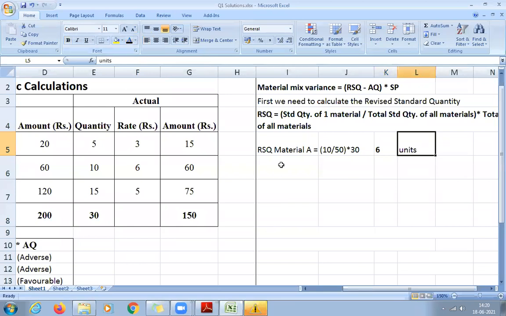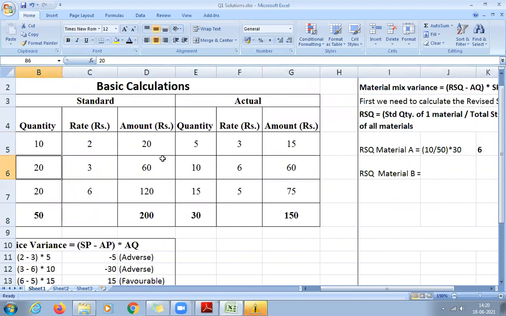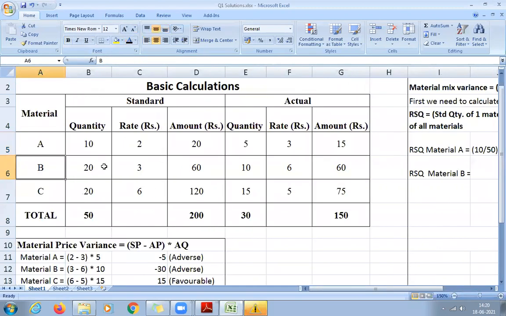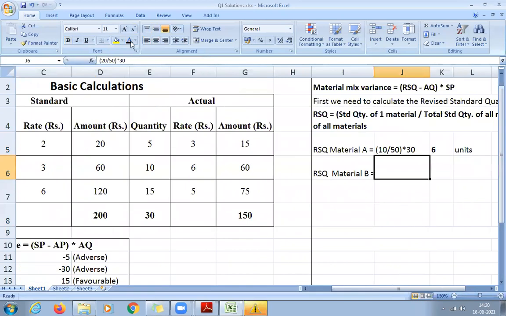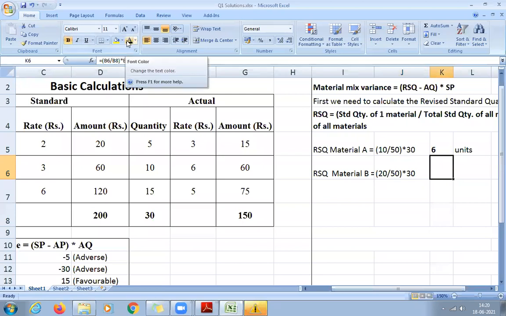Okay, now for B we need to calculate. So B, you see how much is standard quantity for B? It is 20. So 20 divided by 50 into 30. So write down 20 divided by 50 into 30. So calculate how many units you'll get. 12, sir. Yeah, it is 12 units.